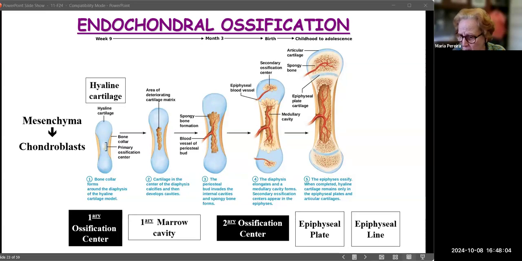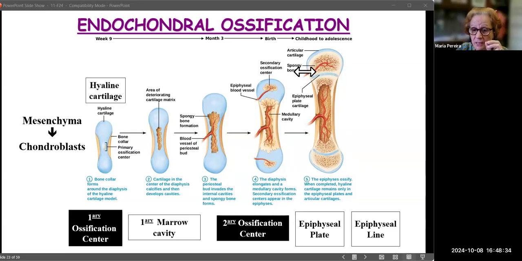So, are epiphyseal lines and plates the same? No. The epiphyseal plate is when you still have the ability of the bone to grow. Once the epiphyseal plate becomes the epiphyseal line, then the metaphysis is gone. There is no more bone growth. So with the epiphyseal plate, there's still growth possible.